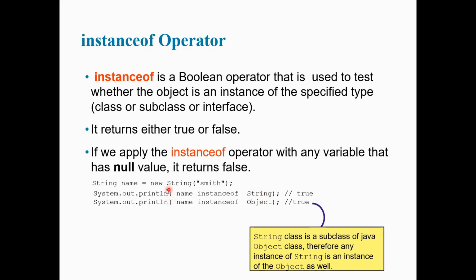So here's an example of name, which is a string. The question is, is name an instance of String? Yes, it is. So that returns true. Is name an instance of Object? Well, yes, because String inherits from Object. Everything does in Java.